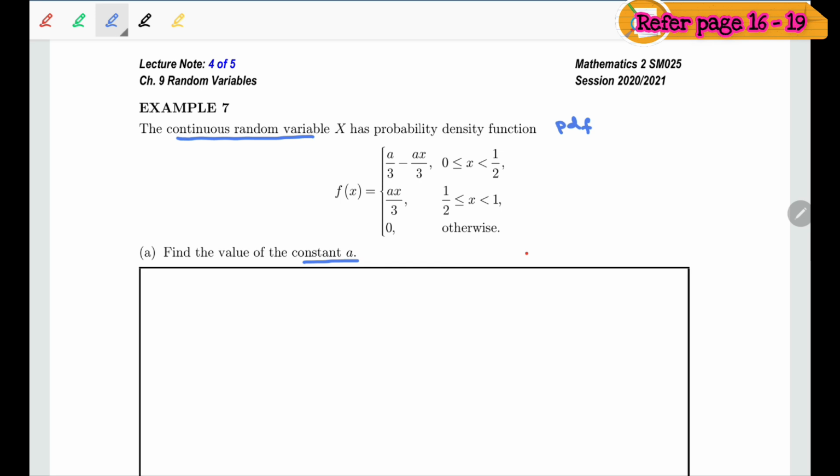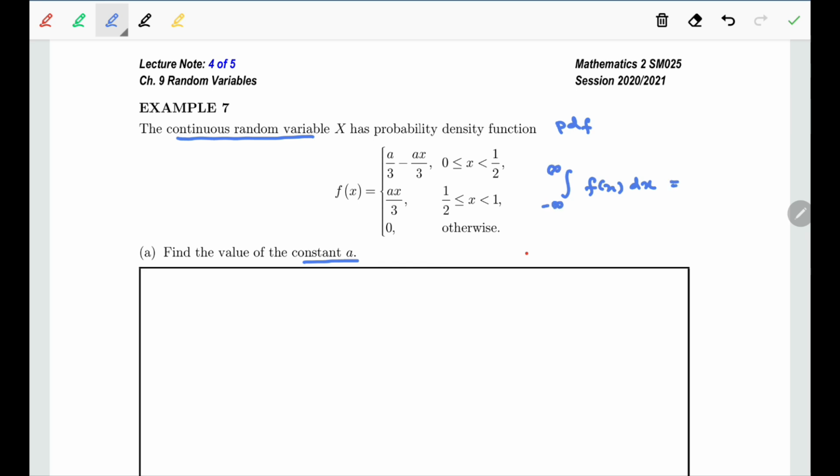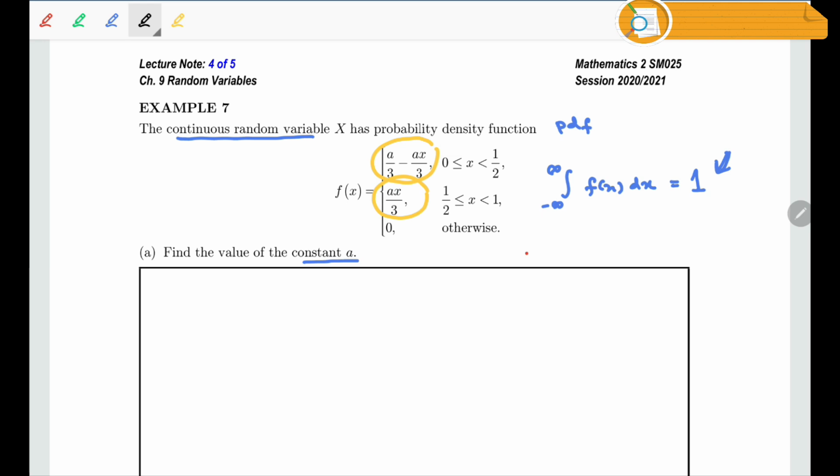So by remembering the definition of a continuous random variable, the integration of f(x) dx from the lowest limit to the uppermost limit should equal 1. Okay, you need to remember that it should be equal to 1. So by taking this definition, we're going to solve it for A. The difference with this question is you are given two non-zero functions, so of course we are going to integrate these two functions.